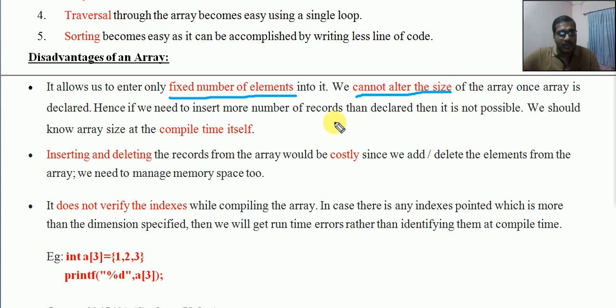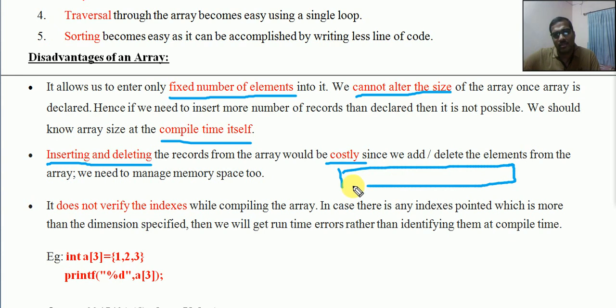That declaration normally happens at compile time itself. Second point is that it is very difficult to do insertion and deletion. It is given as costly. Why is it costly?